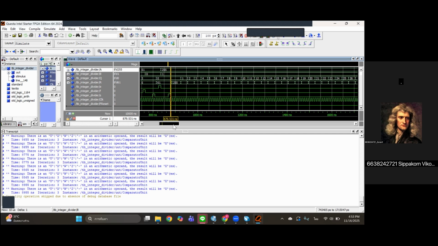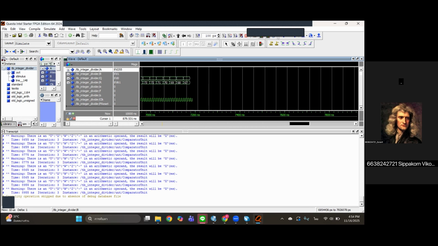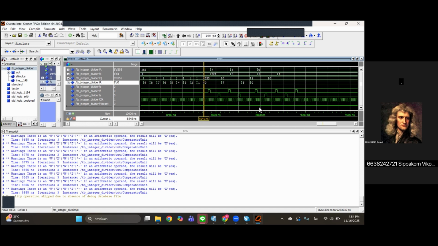As you can see here, the integer divider, following the algorithm, increments its subtraction count by 1 each time. So it takes a very long time by following the algorithm, and it gives the correct output, which is Q equal to 255 and R equal to 0. Then the other test cases as well.